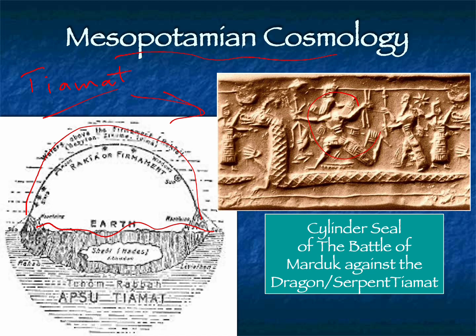And Tiamat is the conception. She was the ocean waters, the salt waters of the original creation. Apsu here was the god of fresh water. So this was her consort, and this is a cylinder seal here of the battle of Marduk against the dragon serpentine Tiamat, okay, and this is a conception of their world according to ancient Sumerian historians.